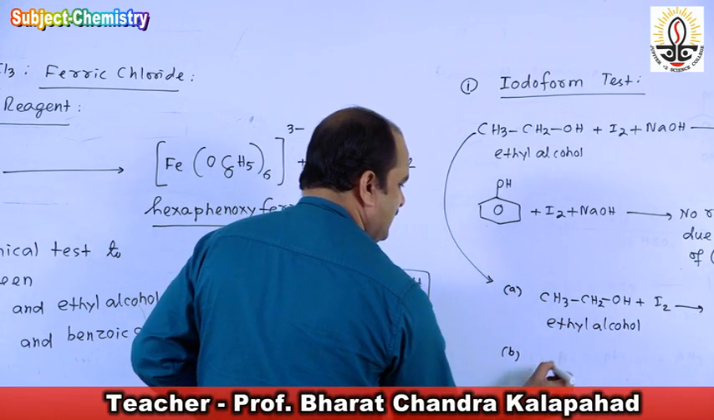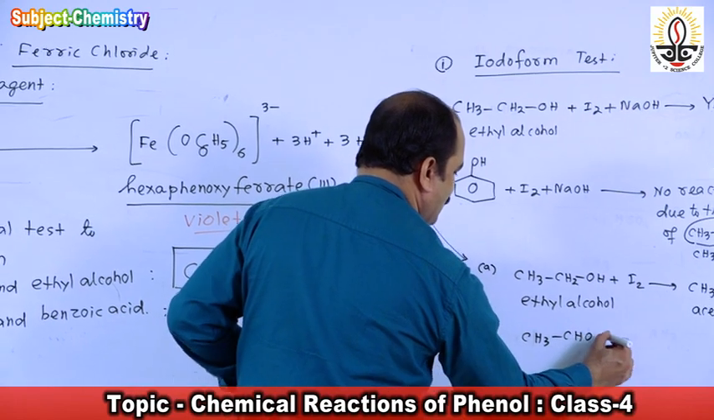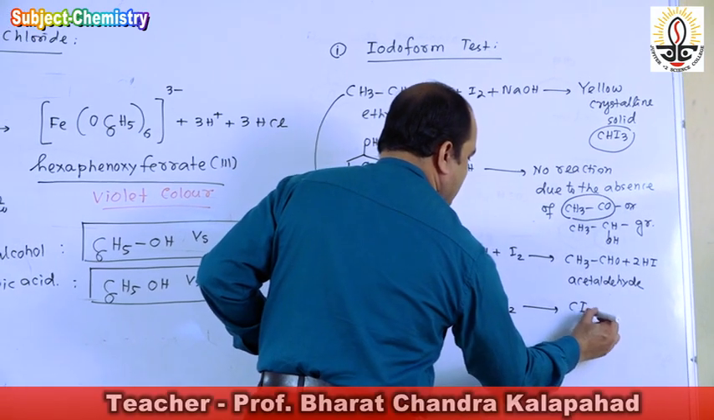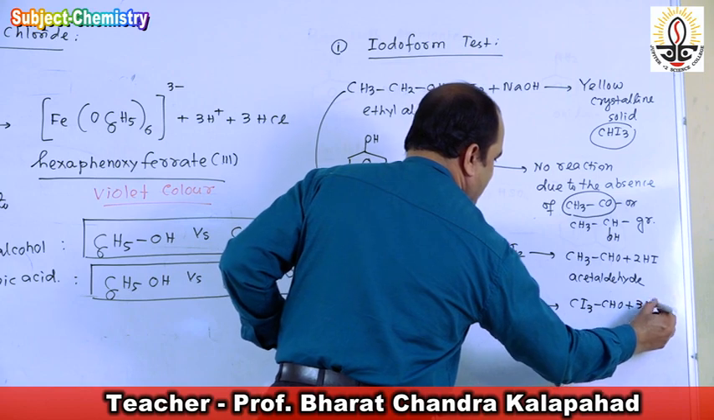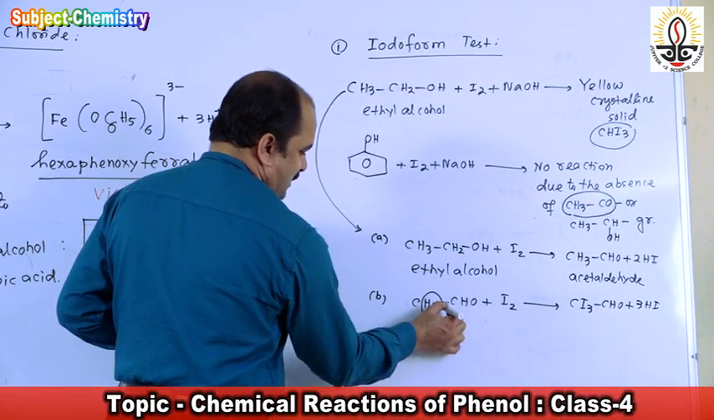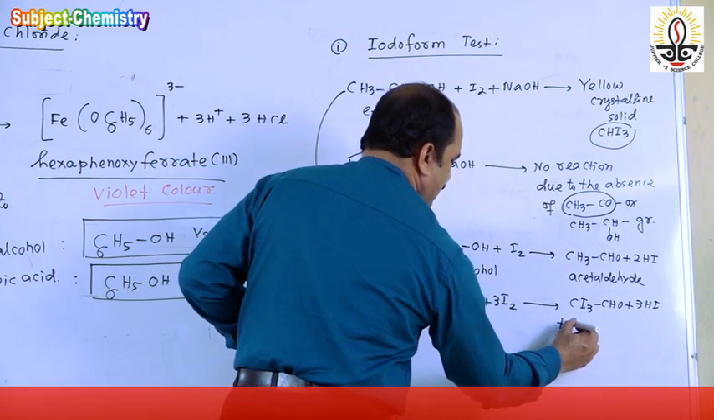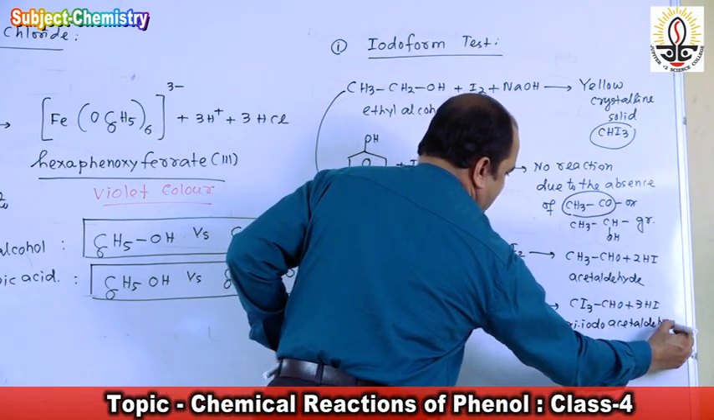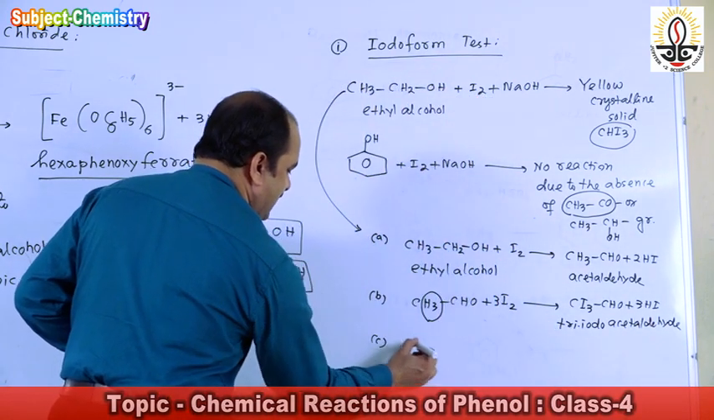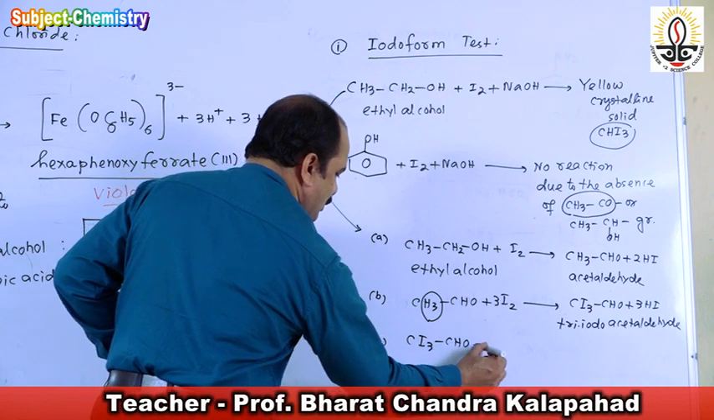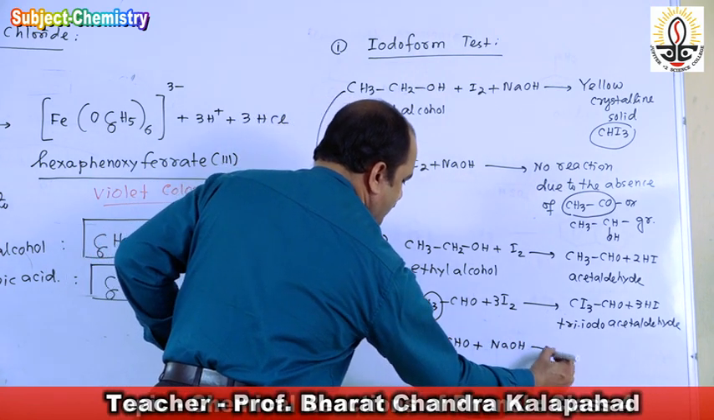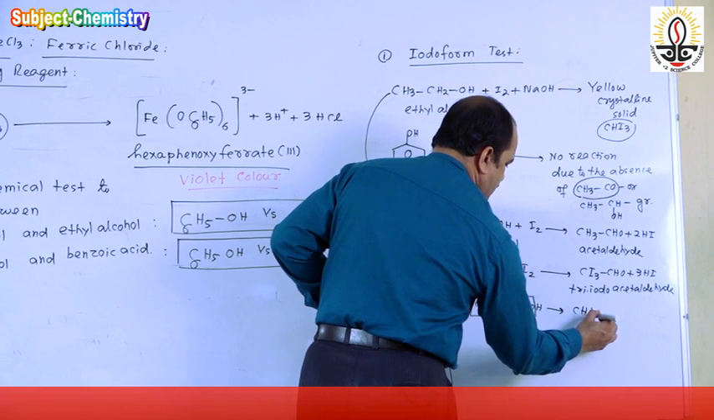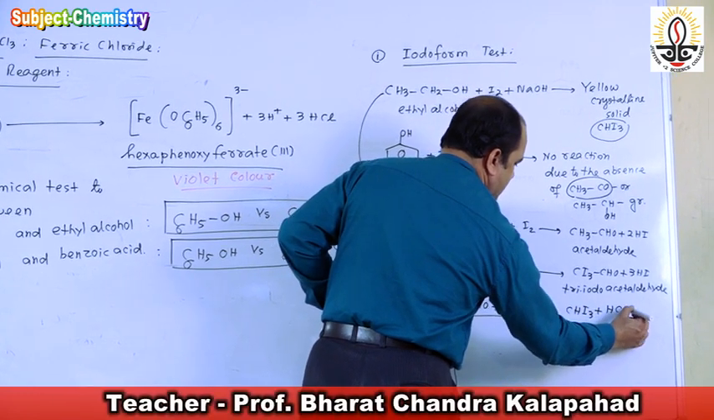And the second step: this acetaldehyde, CH3CHO, again reacts with I2. So the hydrogens are removed, and the product is CI3CHO plus 3HI. So these 3 hydrogens are removed by 3I2, and it is triiodoacetaldehyde. This triiodoacetaldehyde, CI3CHO, reacts with NaOH. The byproduct is sodium formate, and the main product is CHI3 plus HCOONa.